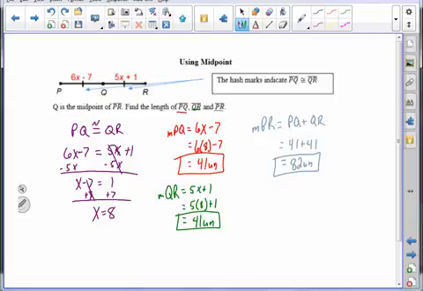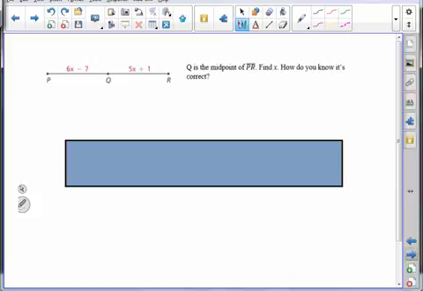If this was a quiz question or a test question, I would be looking for all of the work to justify these values. Now, here I have the exact same diagram that we saw a second ago, where it says Q is the midpoint of segment PR. Now, here it says find X. Well, we've already established that X is 8. How do you know it's correct?